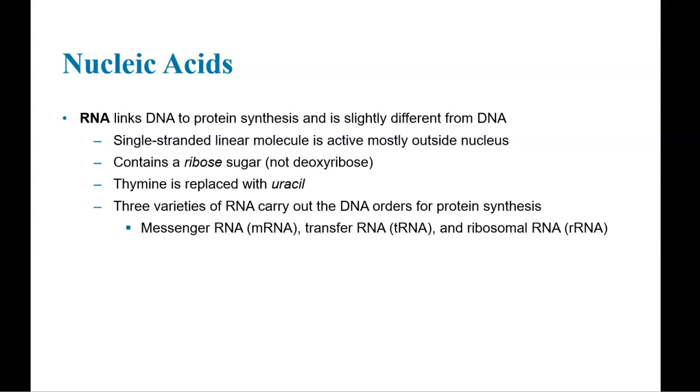So there's three varieties of RNA that carry out the DNA orders for protein synthesis. There's the messenger RNA, which is the initial strand that's generated from the template strand of DNA. And then there's the transfer RNA that brings the amino acid towards the ribosome.